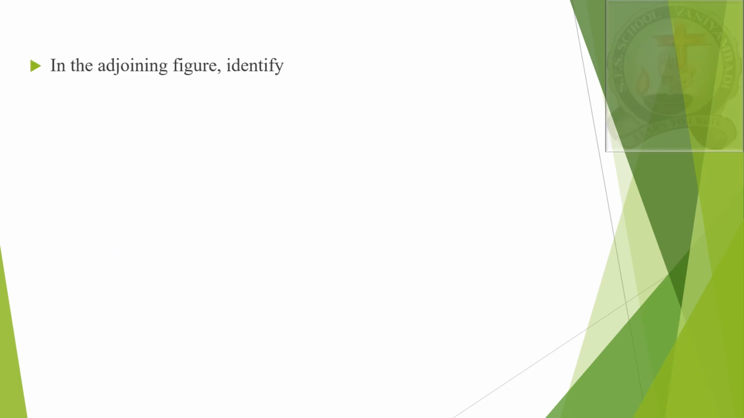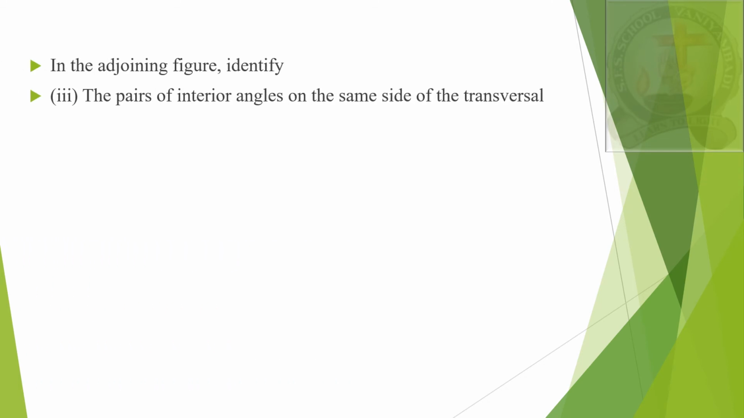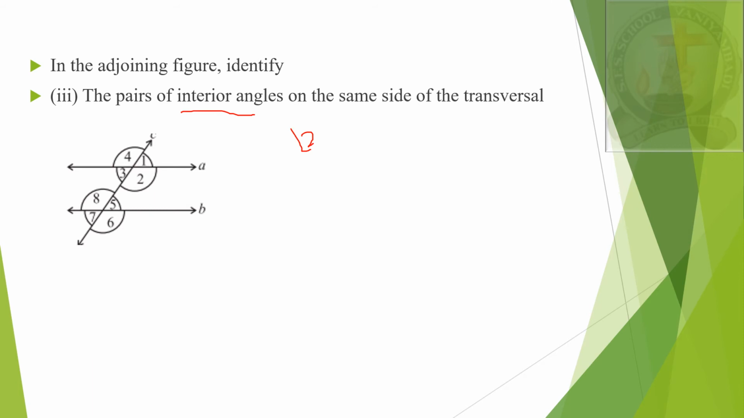Next one is, in the adjoining figure, identify the pairs of interior angles on the same side of a transversal line. Pairs of interior angles. Okay, first we should find the interior angles here. What are the interior angles here? Angle 2 and angle 3, angle 5 and angle 8. Okay, children, these four angles are interior angles.